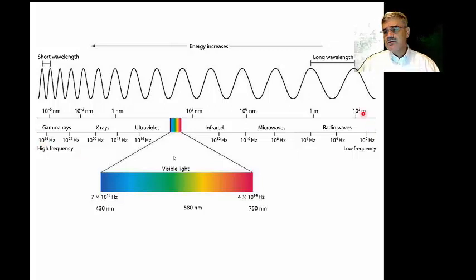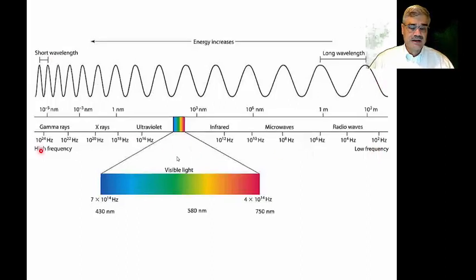On the other end of the spectrum, we have radio waves and then microwaves. Radio waves can be a mile long, 10 to the 3rd meters or a kilometer, and they have very low frequency, 10 to the 2nd hertz. Now, you'll notice, as we had from the previous slide, that the product of the wavelength, lambda, times the frequency is a constant. So when the wavelength becomes a larger value, then the frequency becomes smaller. Likewise, when the wavelength becomes shorter, the frequency becomes higher.